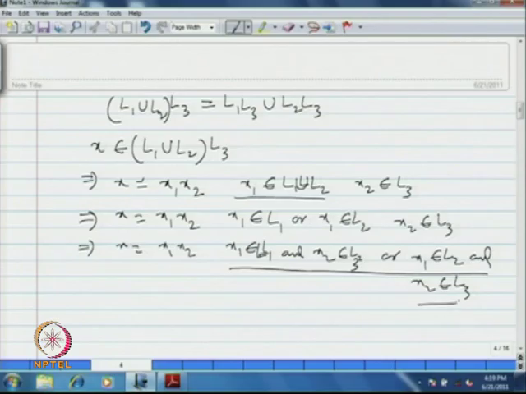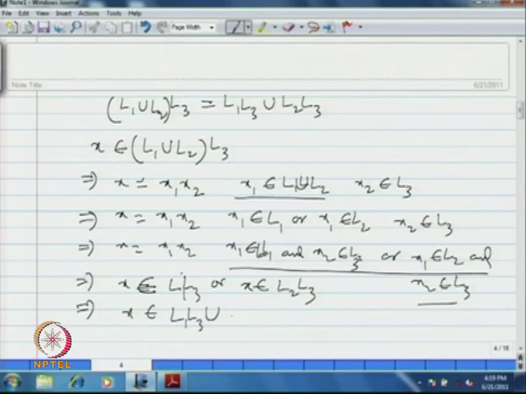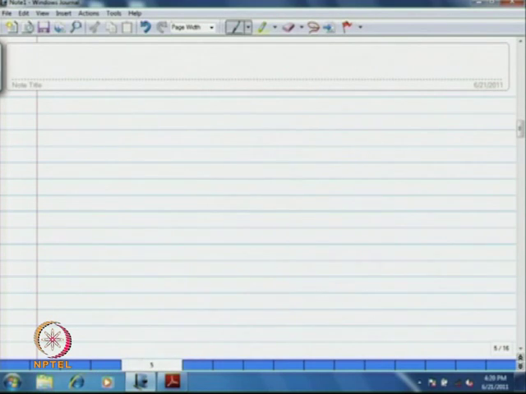Now, from this, according to the definition, you can say that X belongs to L1 L3 or X belongs to L2 L3. So, this implies that X belongs to L1 L3 union L2 L3. So, this one way is quite clear. Now, let us show the other part, the converse part. Suppose X belongs to L1 L3 union L2 L3. Now, this implies X belongs to L1 L3 or X belongs to L2 L3.